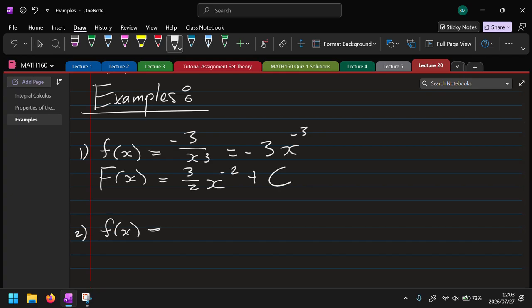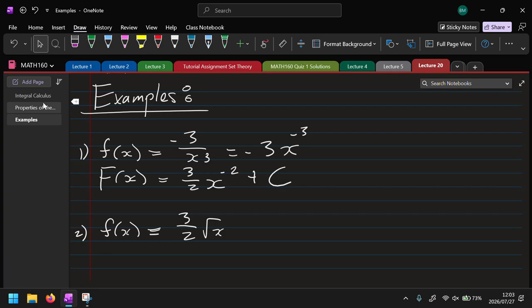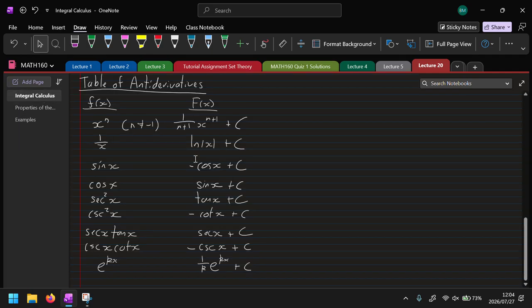F of x is equal to 3 over 2 root x. Again, you look at it. Okay, we got this root here. You go to the table. You look for root x. Okay, we can't see that anywhere. What do? Something we have. Exactly. And how can we do that? Changing it to... Perfect. We can make it look like that first case.